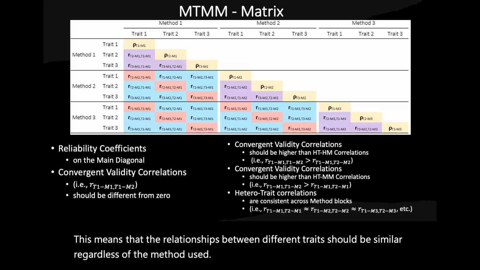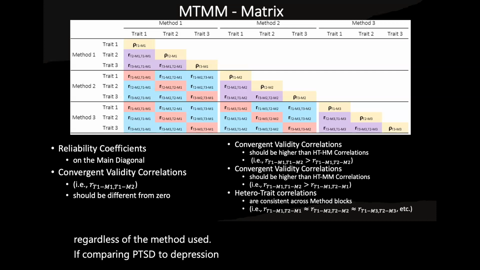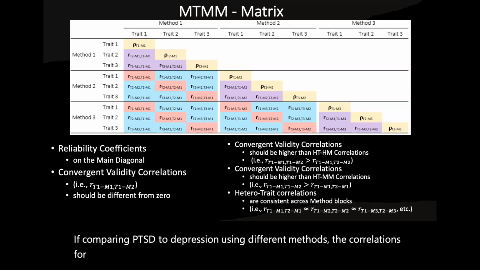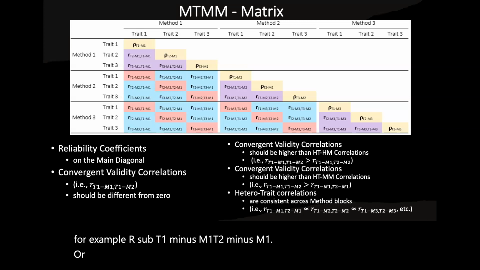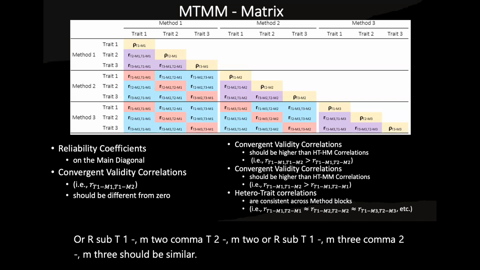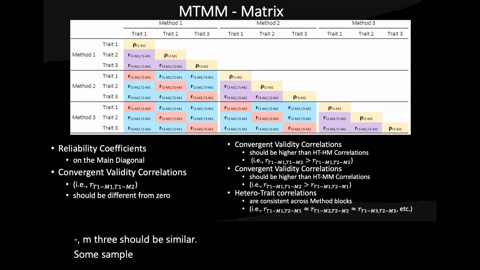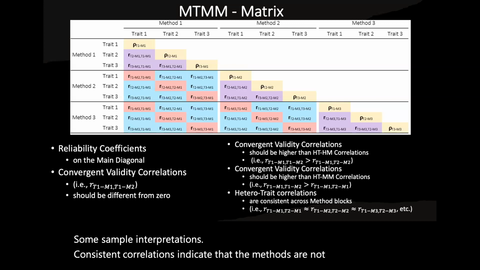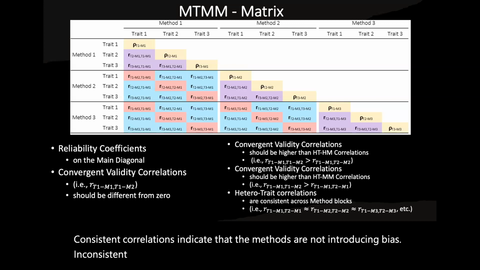If comparing PTSD to depression using different methods, the correlations, for example, R sub T1-M1, comma, T2-M1, or R sub T1-M2, comma, T2-M2, or R sub T1-M3, comma, T2-M3, should be similar. Some sample interpretations: consistent correlations indicate that the methods are not introducing bias. Inconsistent correlations may signal that one or more methods are biased.